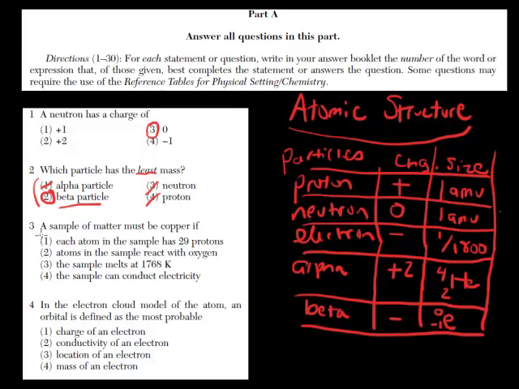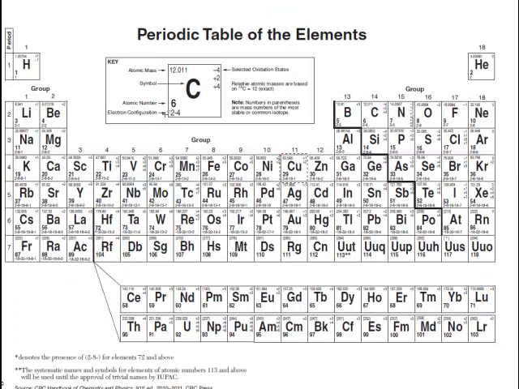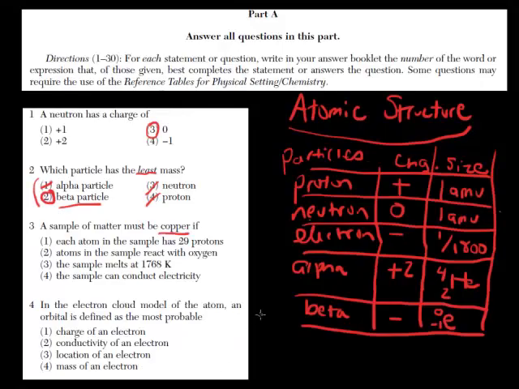For question number 3, a sample of matter must be copper if. Well, we need to track down some information about copper to see which one of these statements is going to match it properly. So to do that, we're going to bring up the reference table. This is the periodic table, and very quickly we're going to find copper on here. And you can see copper's location right here on the table. So I'm going to snap that little picture out, and I'm going to insert it into this page. Here's my little copper snippet.